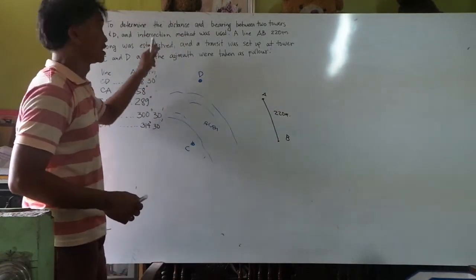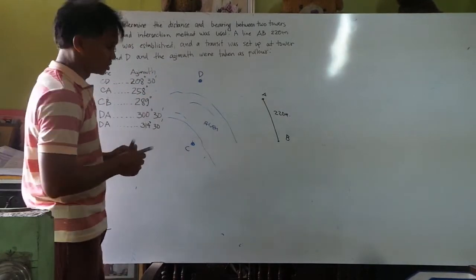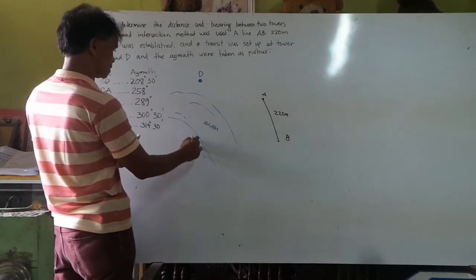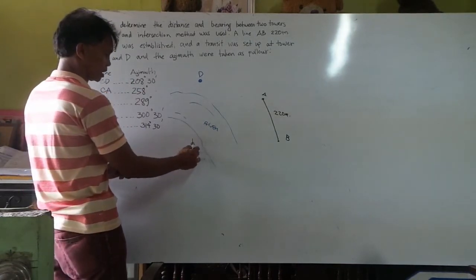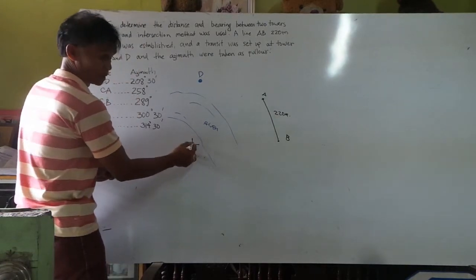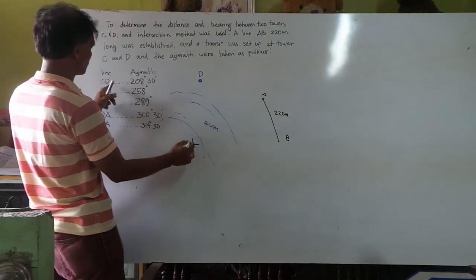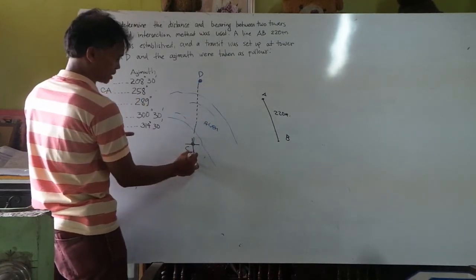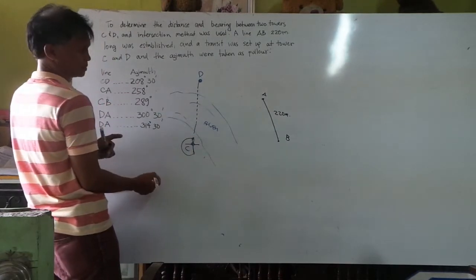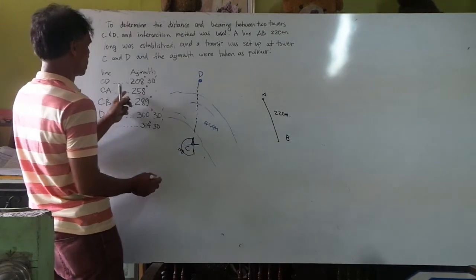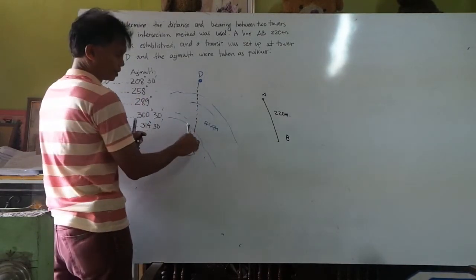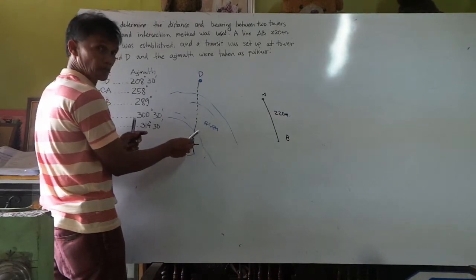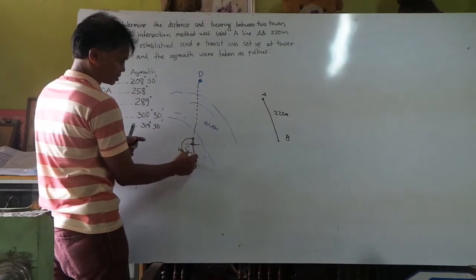Because in doing the intersection method, we need two transit stations. The transit station is set up at tower C, and from tower C we take the azimuth. First, at tower C, this is our meridian. We sight the point A, and the azimuth is equivalent to 208. Then return the instrument to the same position so that the telescope will sight at B.